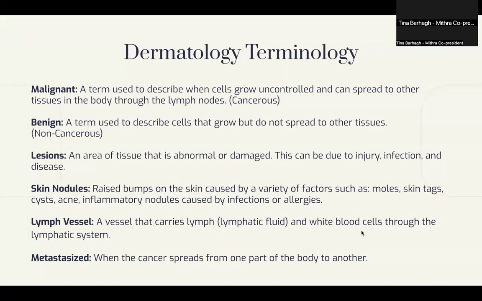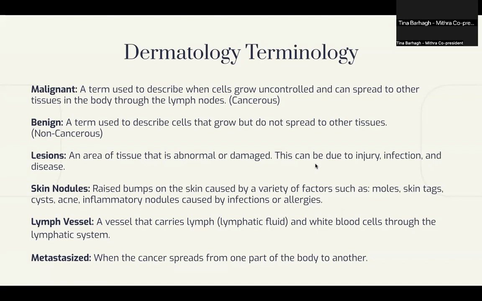A background for dermatology terminology: we were doing tabling, and we realized that not all people who are joining the event might have a science background. So malignant refers to cells that grow uncontrolled and can spread to other tissues in the body. They can also move through your lymph nodes. Sometimes they are cancerous. And then benign is a term used to describe cells that grow but do not spread to other tissues, which is non-cancerous. So they stay where they are.